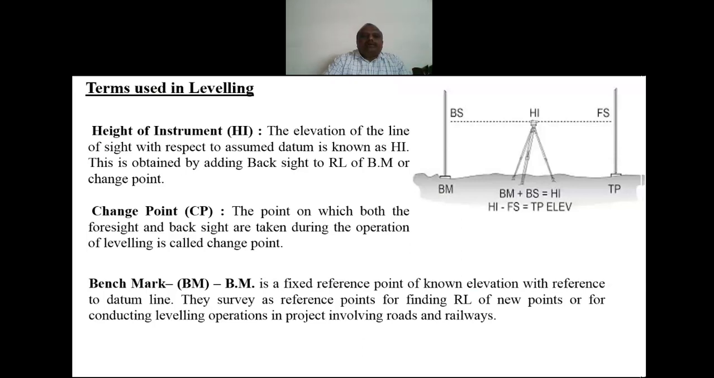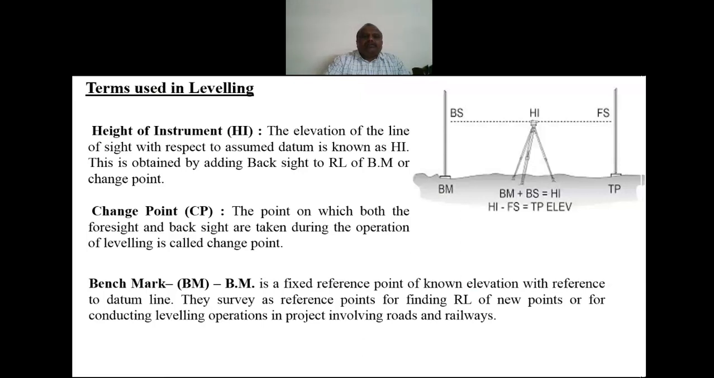What do you mean by height of instrument? The elevation of the line of sight with respect to assumed datum is known as height of instrument, or we can say line of collimation. This is obtained by adding backsight to RL of benchmark or change point, that is a known RL.